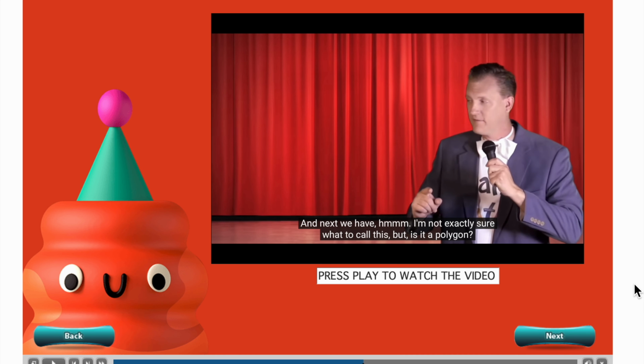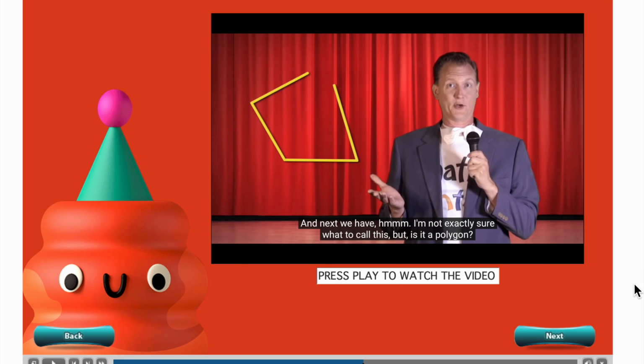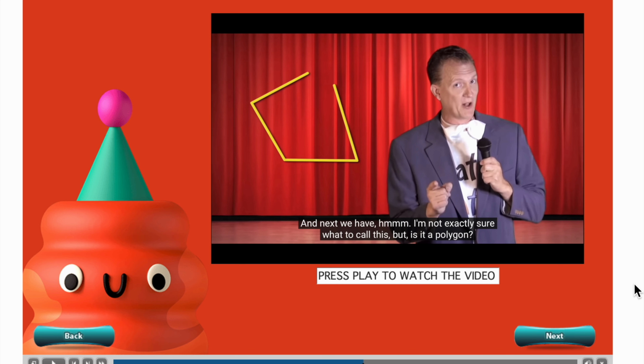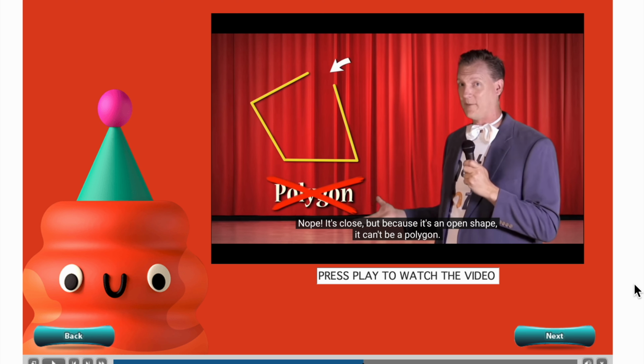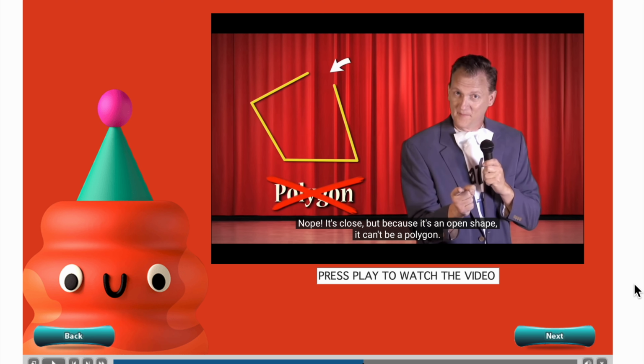And next we have, not exactly sure what to call this, but is it a polygon? Nope. It's close, but because it's an open shape, it can't be a polygon.